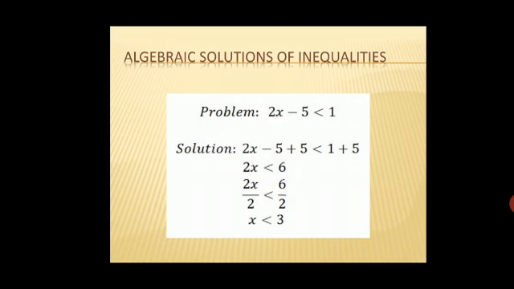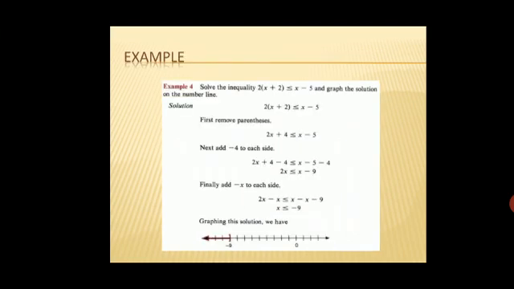Let us see how we find the algebraic solutions of these inequalities. You can see a strict inequality, 2x minus 5 less than 1. So I have added 5 on both sides. So 5 gets cancelled. I got 2x less than 6. Now I have divided both sides of the inequality by 2. So I got x is less than 3. Means the solution of this inequality is all the numbers in the set of real numbers which are less than 3. Let us see one more example and let us talk about the linear graph of this solution.